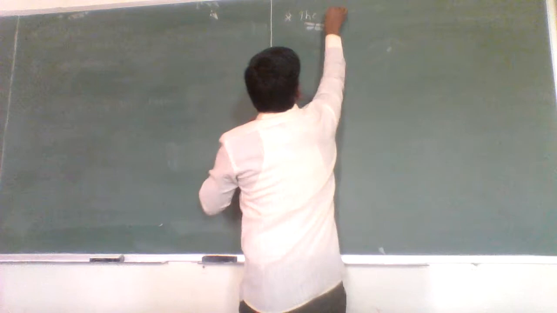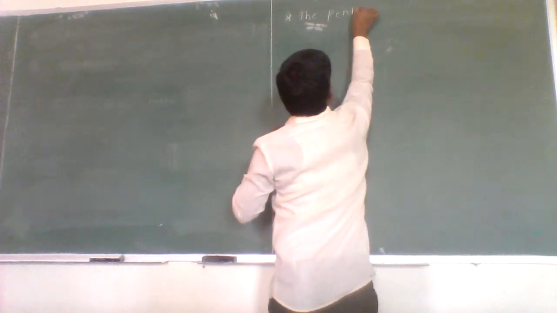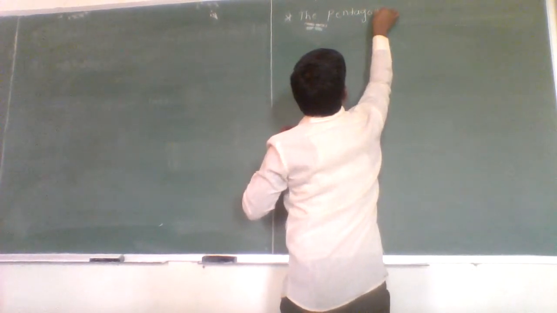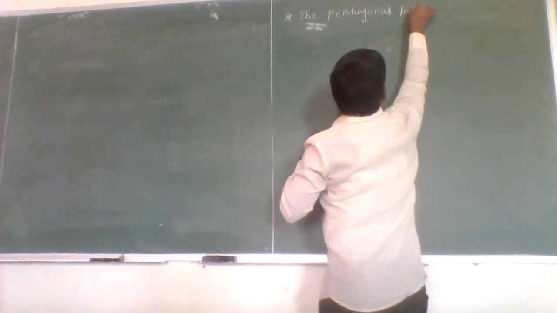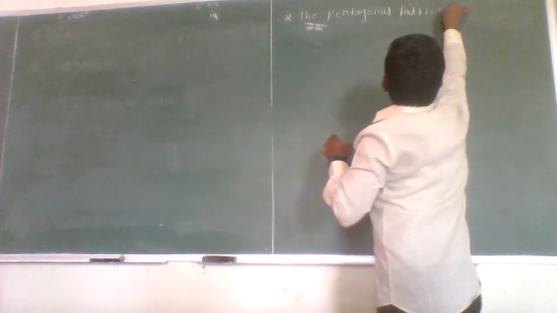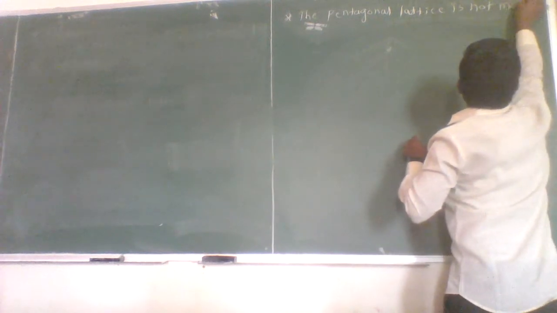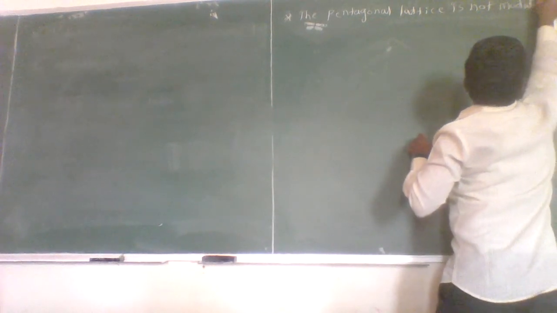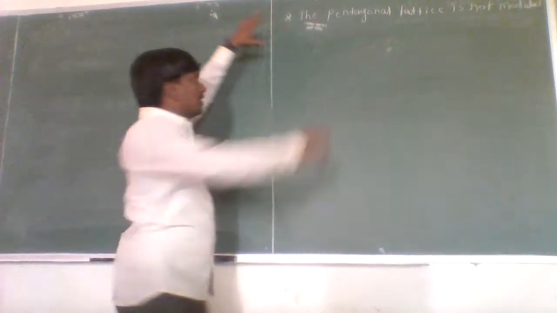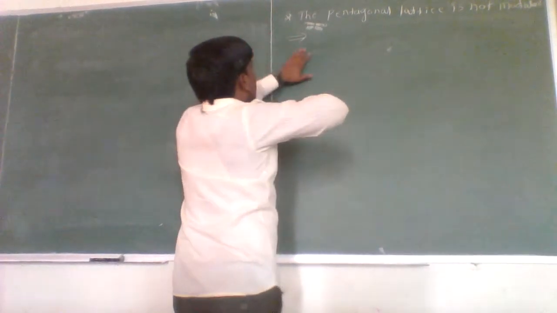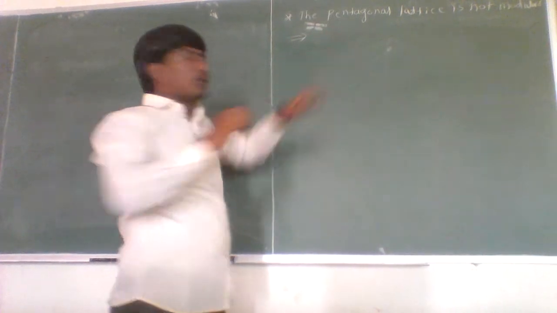Here we have to prove a result, that is, the pentagonal lattice is not modular. So here we have to prove that the pentagonal lattice is not a modular lattice, which implies... now let us draw one pentagonal lattice.